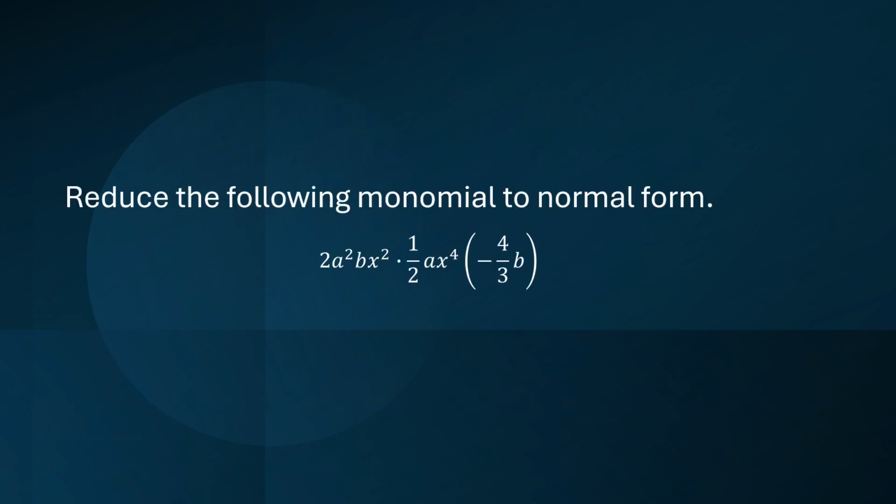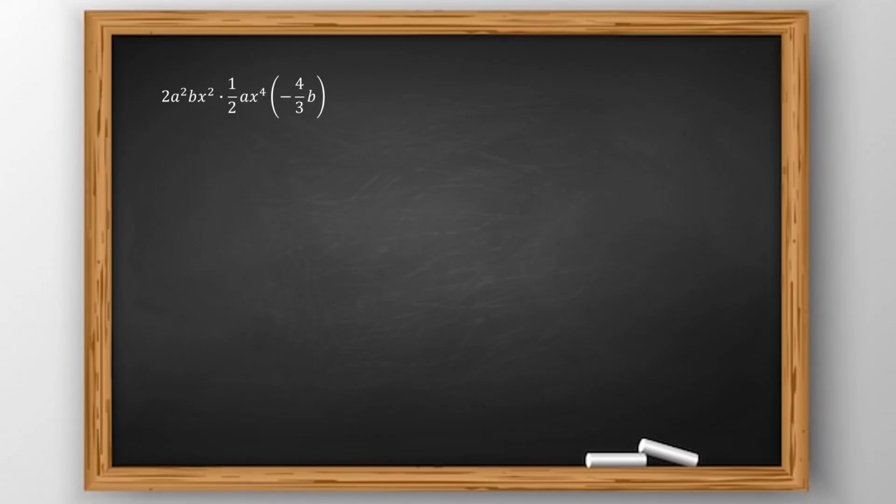Now, next question. Reduce the following monomial to normal form. If you don't remember what normal form is, you can either go back and check out the last video, or you can see the solution of this and just work out and try to understand what we're doing. So I'll start explaining the answer in 3, 2, 1.